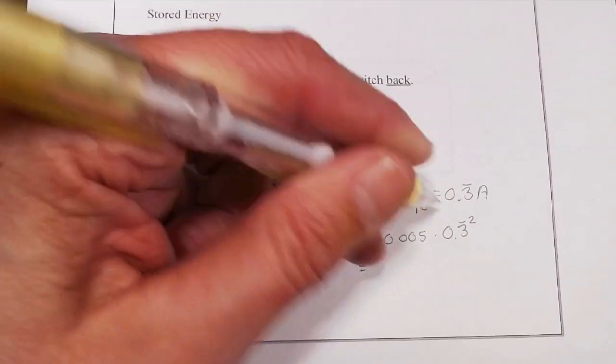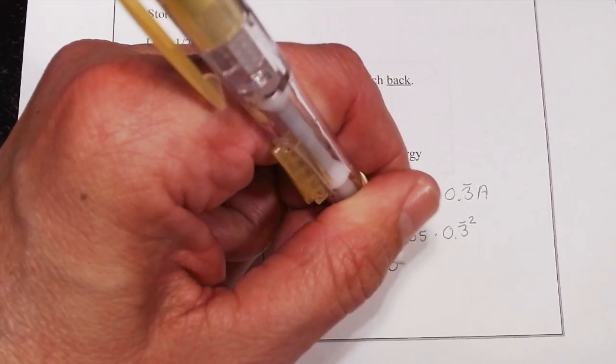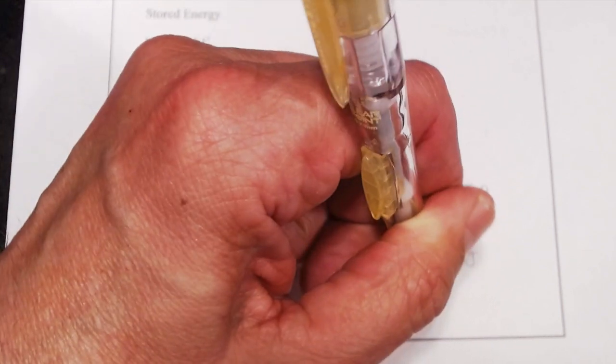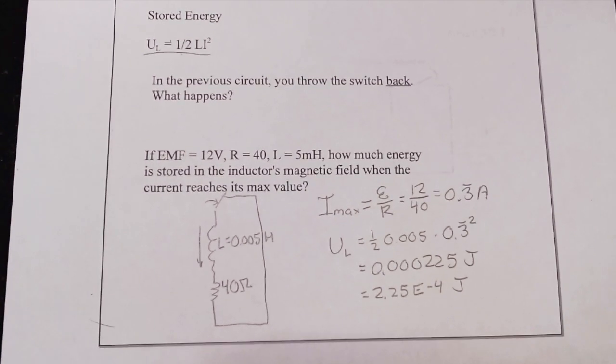And that equals 0.000225 joules. 2.25 times 10 to the negative 4 joules. That's how much energy is stored in that inductor, and that is how much energy will eventually be dissipated by the resistor.